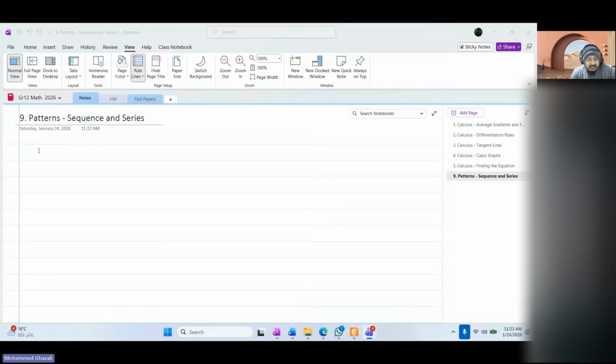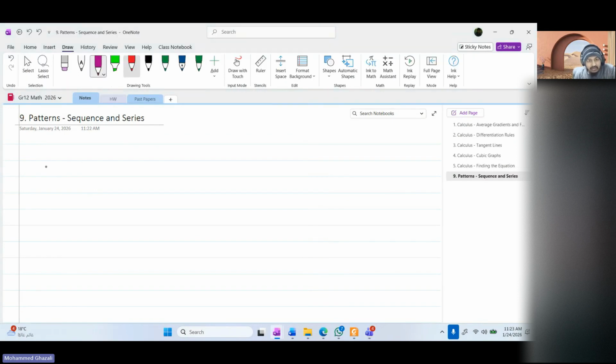We will do quadratic patterns, linear patterns, and geometric patterns. So let us have a look at quadratic patterns. What is a quadratic pattern? A pattern is quadratic if we have a common second difference. So, quadratic patterns.